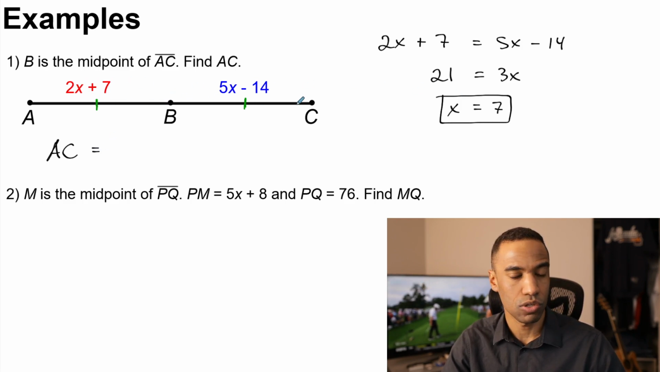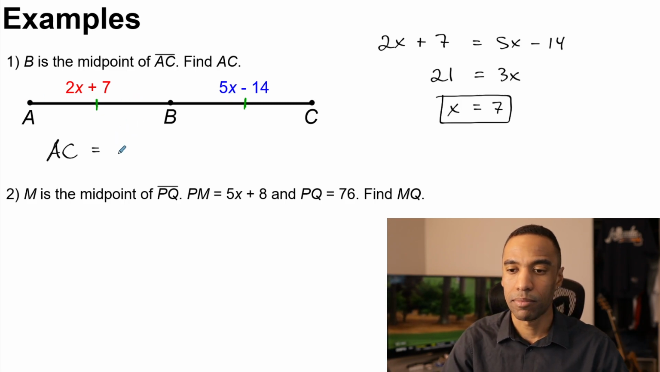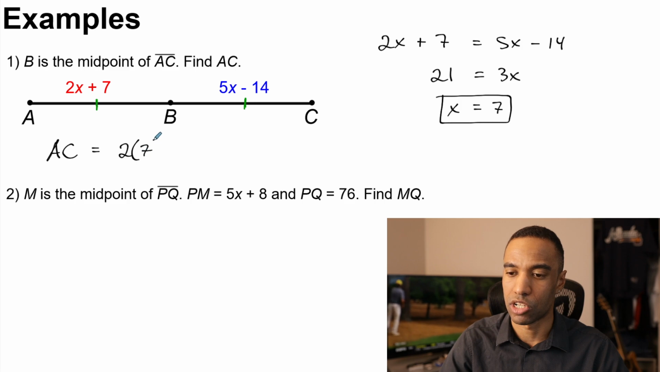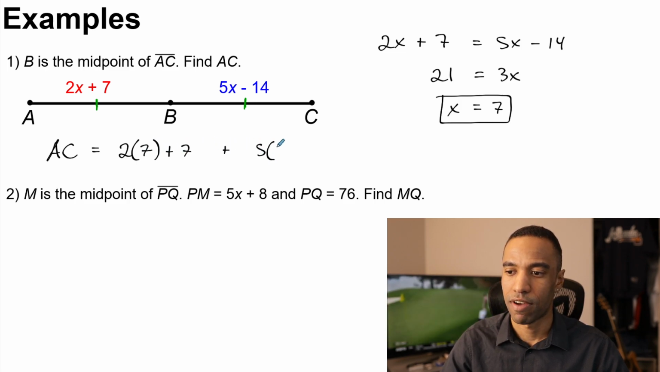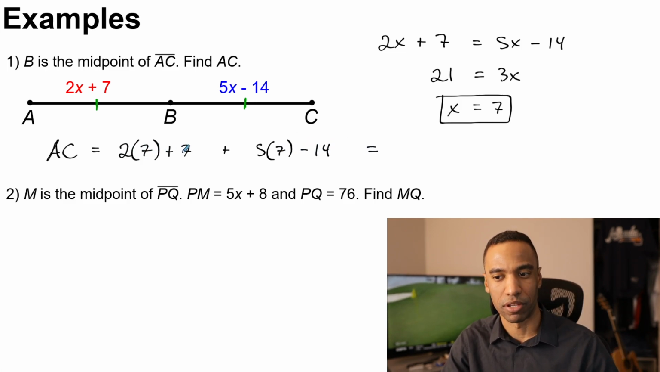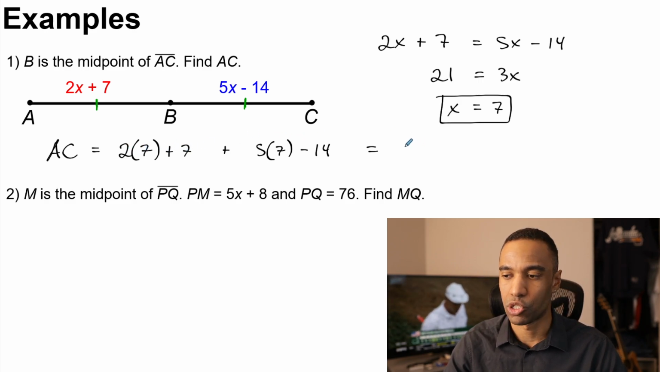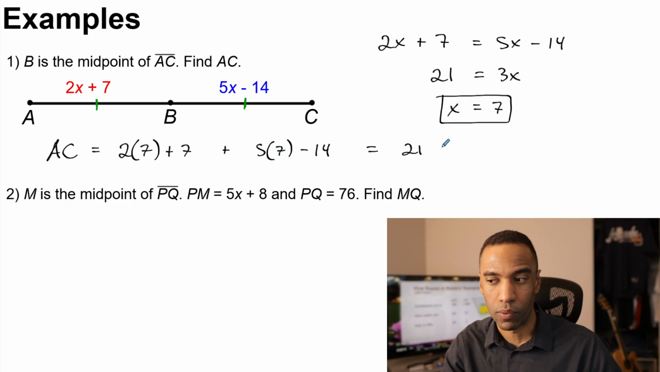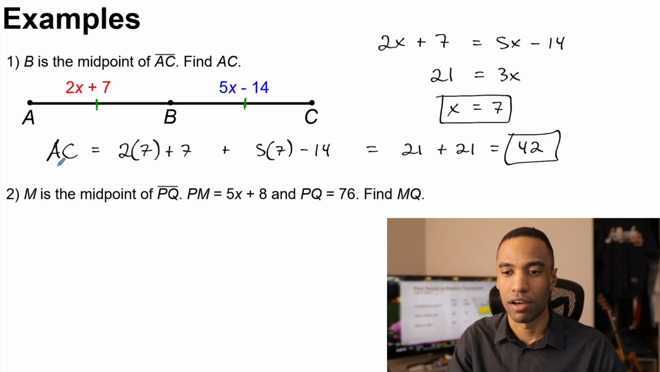So at this point, substituting 7 into here, we could add these, use the segment addition postulate, or we could take one length and double it. I'm just going to go ahead and add them together, hit home that segment addition postulate one more time. 2 times 7 plus 7 plus 5 times 7 minus 14. Now, whatever I get for 2 times 7 plus 7 will be the same as this, but here we go. 2 times 7 is 14 plus 7 is 21. 5 times 7 is 35 minus 14 is 21, right? So 21 plus 21. That's why I said we could double just one of them, and we get 42. That is the length of AC.